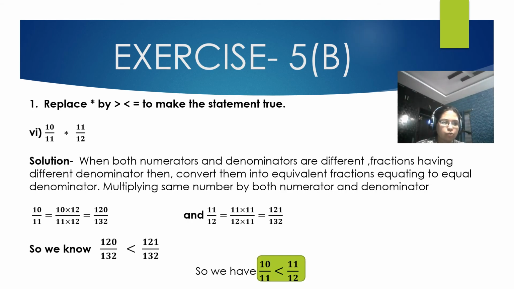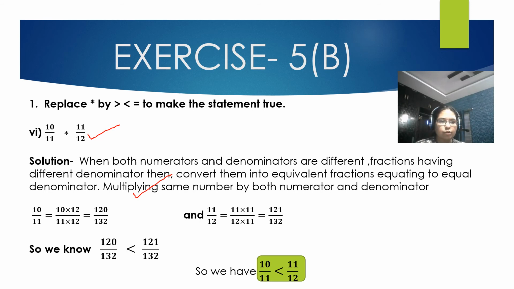Now we have to solve question number 6(b). 6(b) is 10 divided by 11 star 11 divided by 12. When both numerators and denominators are different, with different denominators, then we have to convert the fractions into equivalent fractions with equal denominators by multiplying the same number with both numerator and denominator. So we have to convert these two fractions into equivalent fractions.